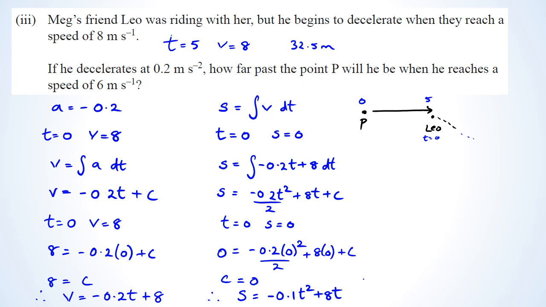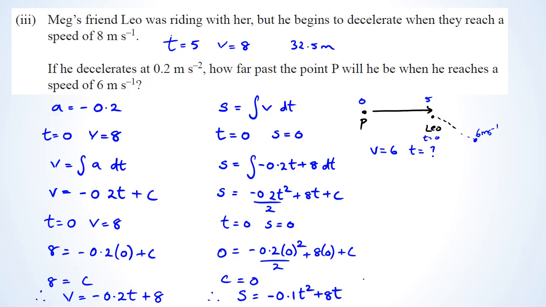Still not finished though, because the question says how far past the point will he be when he reaches a speed of 6 meters per second. So obviously he's traveling at 6 meters per second. I need to work out what the time is, put it into the distance formula, and then calculate the total distance from point P. I might have to go to another slide, but I'll try and finish it in this particular slide, guys. So we've got velocity equals 6, and we need to figure out what time is.